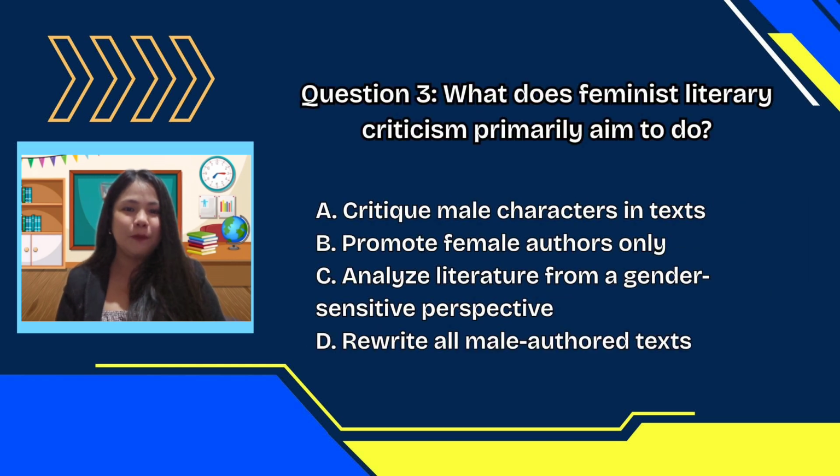Question number 3. What does feminist literary criticism primarily aim to do? Letter A. Critique male characters in texts. Letter B. Promote female authors only. Letter C. Analyze literature from a gender-sensitive perspective. And letter D. Rewrite all male-authored texts.